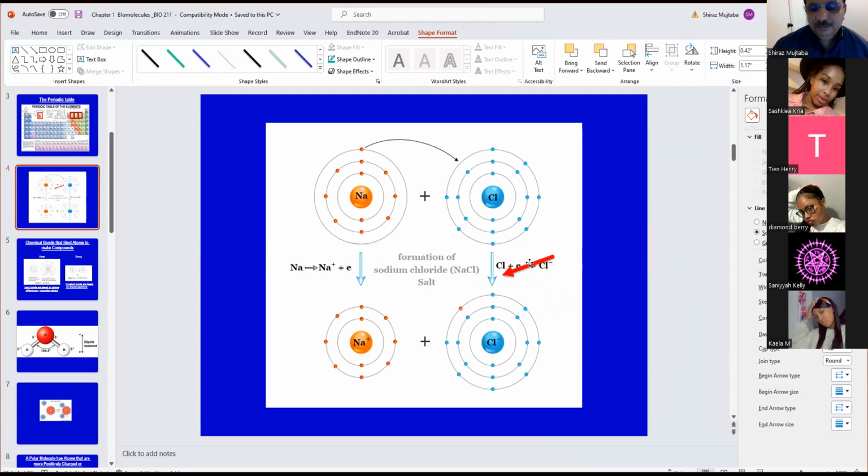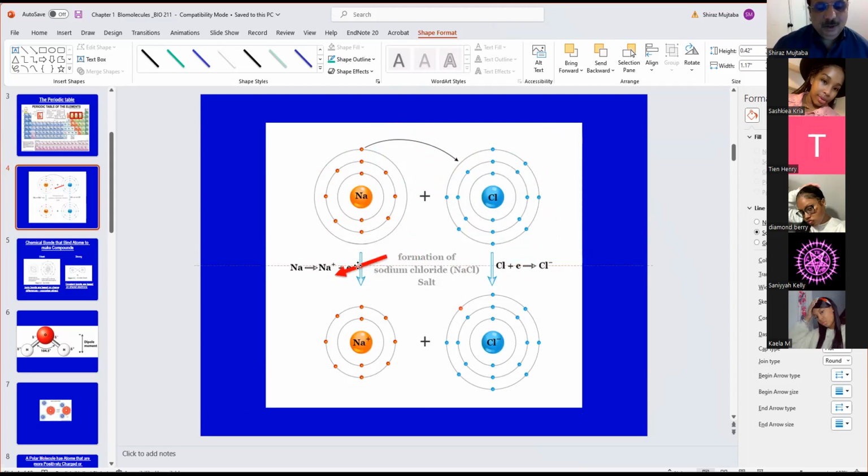So they become opposite charges. One is positive, one is negative. And you know that opposite charges attract each other. So there is a bonding between the sodium ion and the chlorine ion. When an atom loses an electron, or when an atom gains an electron, they no more remain neutral. The atom that loses an electron becomes positive. The atom that gains an electron becomes negative.